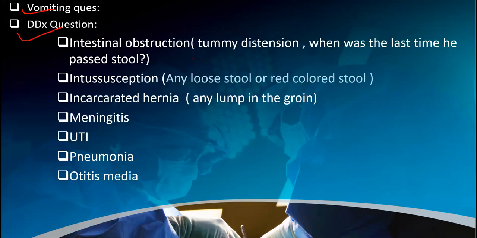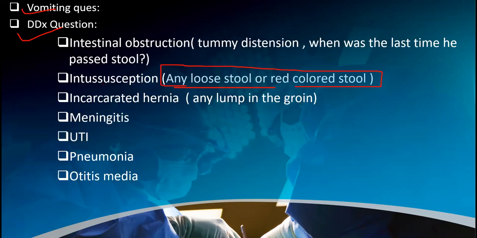For intussusception, you can also ask about any loose stool or red colored stool. Many children with intussusception have red currant jelly-like stool. That's one of the very important characteristics of intussusception. You can ask it.